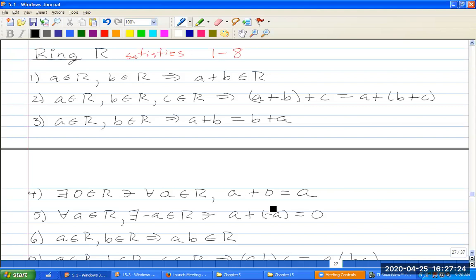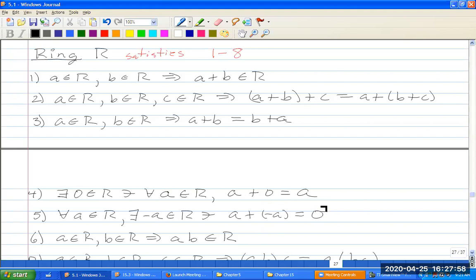There exists an additive inverse. So there is some unary operator, minus, such that for every element A in my set R, there exists an element denoted by minus A in the set R, such that A plus the additive inverse of A is equal to the additive identity.